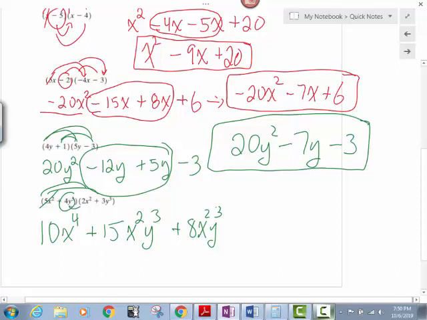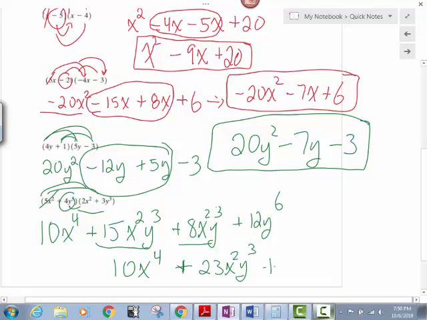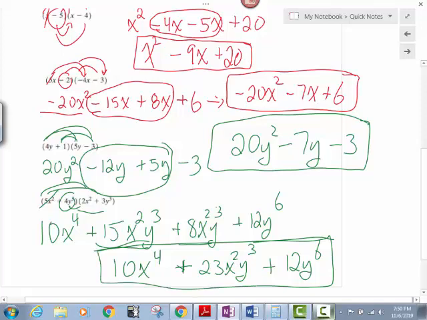And then finally, 4y to the 3rd and 3y to the 3rd would give me a 12y to the 6th. The other reason I want to write them in order is I want you to be able to realize that those are actually like terms, right? So we got a 10x to the 4th. 15 plus 8 is 23, x squared, y to the 3rd. And then finally, plus 12y to the power 6. And that is section 4.4.